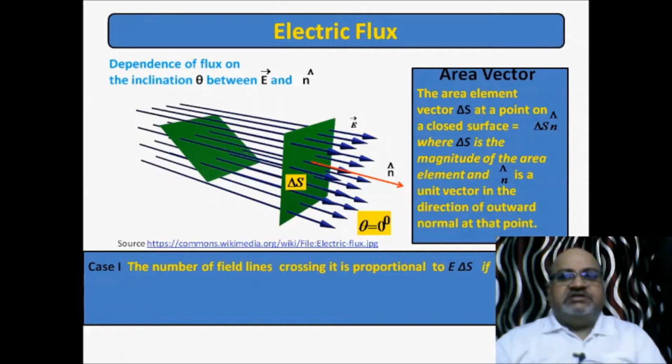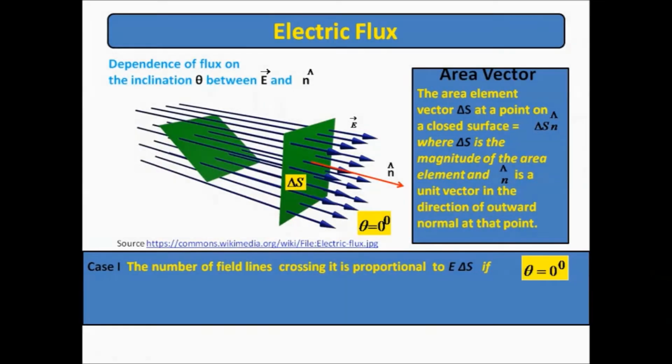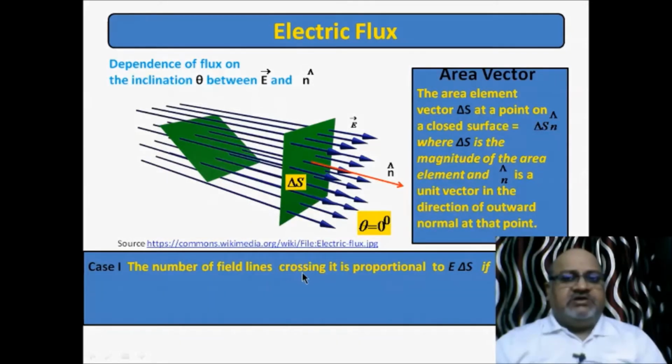Now case 1, this is case 1. The number of field lines crossing this area element will be proportional to the product of electric field intensity at this point and area element. So the number of electric field lines crossing this area element will be proportional to the product of electric field intensity at this point and the area delta S of the area element.